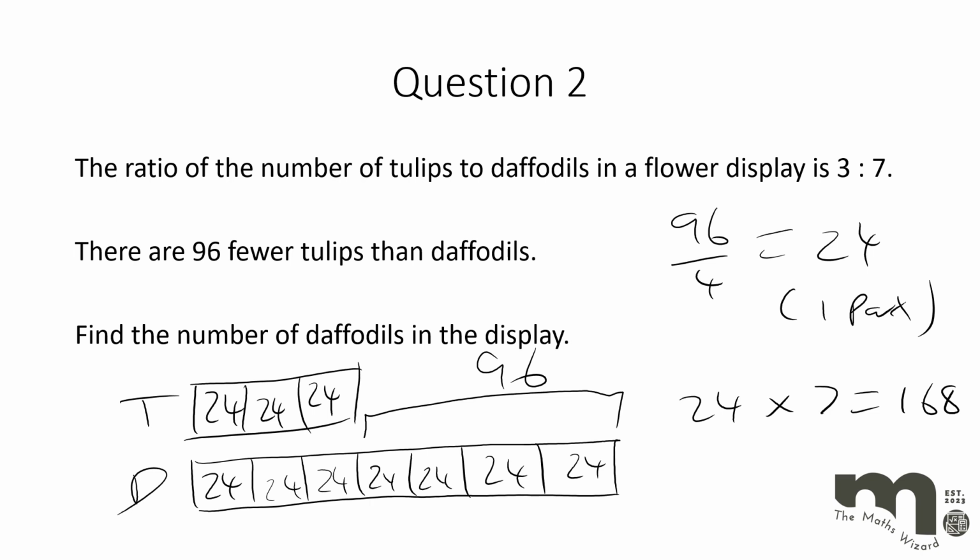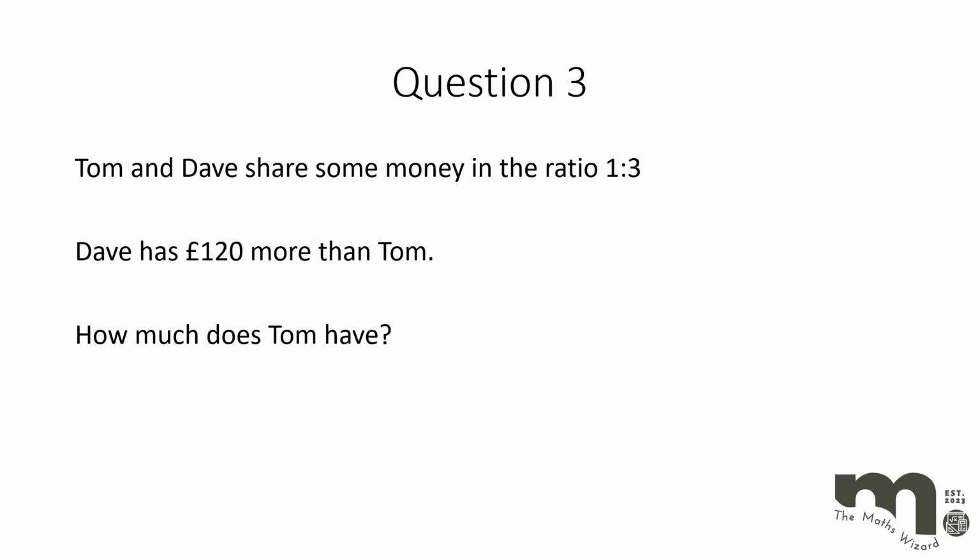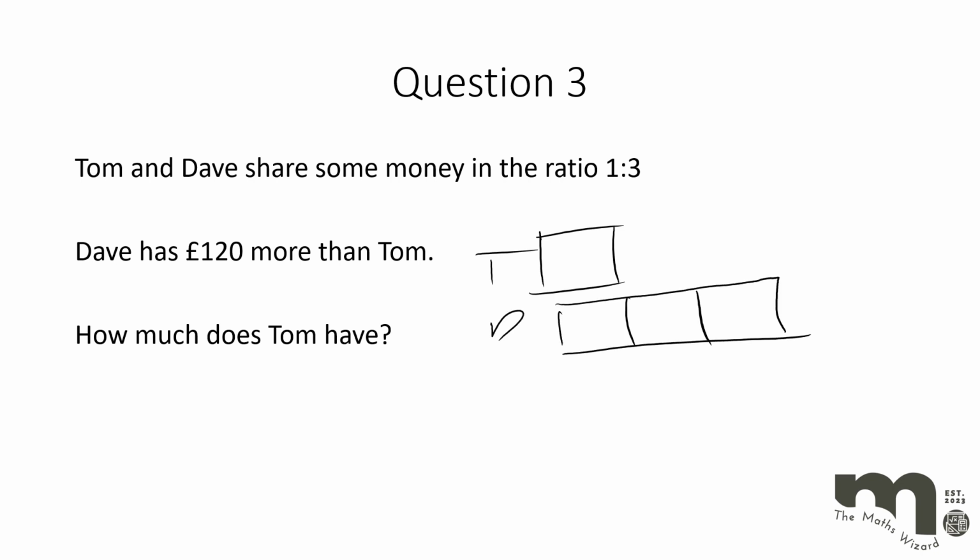Okay, next one then. It says Tom and Dave share some money in the ratio 1:3. So Tom's got 1 part, Dave has got 3 parts, and it says how much does Tom have? Okay, so if you pause your video and have a go.